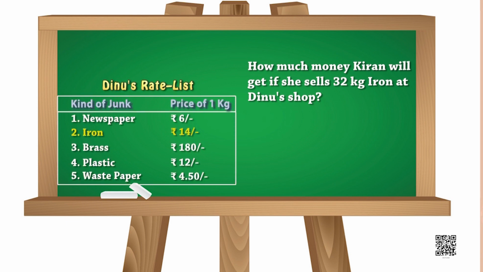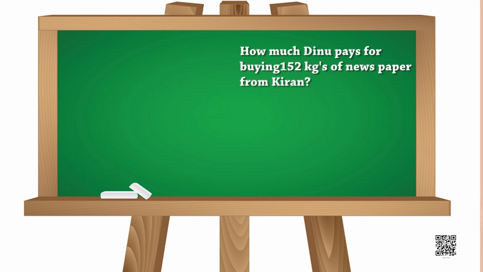Now, compare the rate list. So, per kg it is rupees 14 and she is selling 32 kgs. So, therefore, it is 32 into 14. If I compute this, I get the answer as 448 rupees. So, we will move on to the next question.